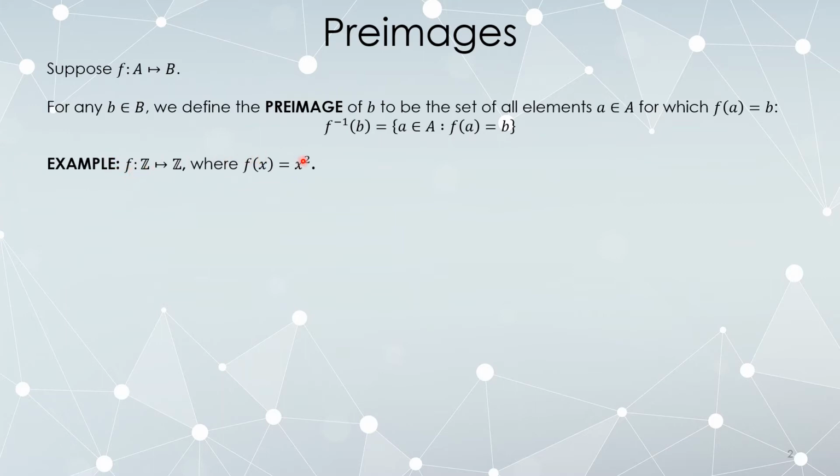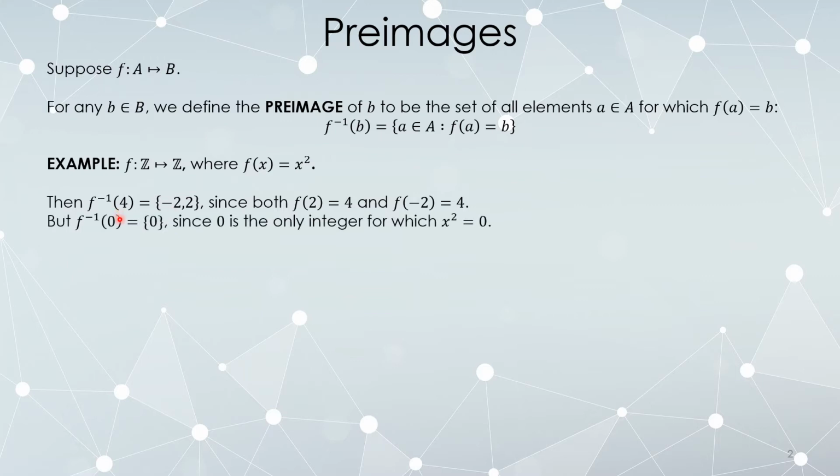The function f of x equals x squared, and we're declaring that the domain is integers and the codomain is integers. Okay, so now if we ask, what is f inverse of 4? What is the preimage of 4? Well, it's all solutions to f of x equals 4. In other words, x squared equals 4. There are two solutions, 2 squared equals 4 and -2 squared equals 4. So both of those things go into the set, the preimage of 4.